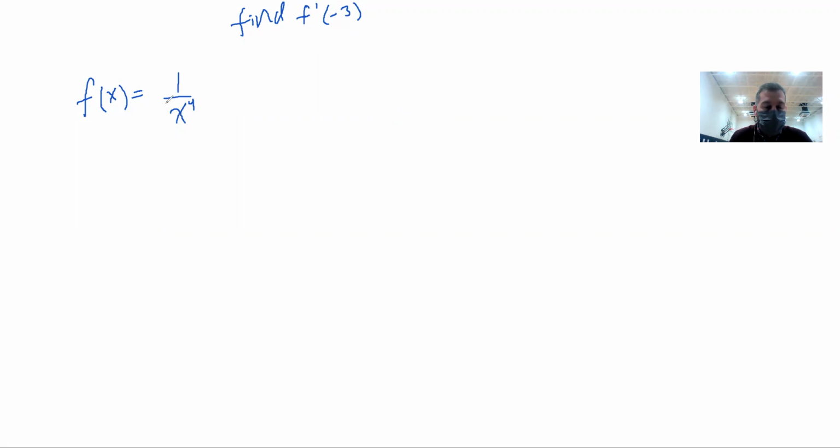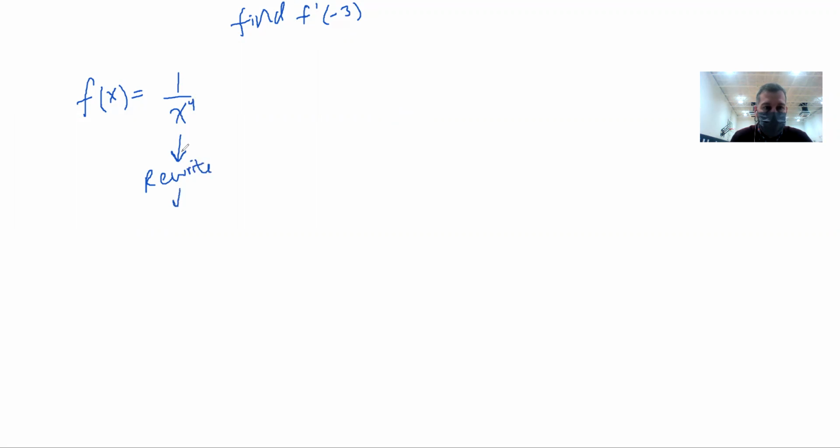You're given a fraction, which we need to change, because in order to really do the power rule, we can't just move the 4 and all that kind of junk because it's in the bottom of a fraction. So our first step is just to rewrite this, and we're going to rewrite this as basically a negative exponent.